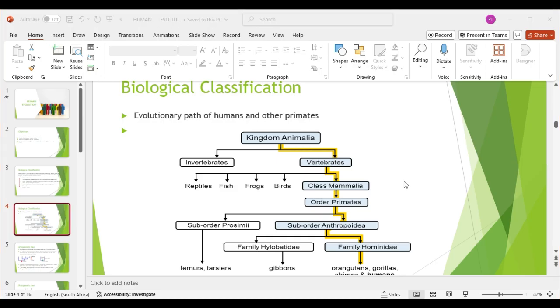So, this is the evolutionary path of humans and other primates. This is also a summary of what we read in the first slide. The kingdom Animalia, we are vertebrates, we are classified as Mammalia. We are in the order Primates, we are in the suborder Anthropoidea, we are in the family Hominidae. So this was just a summary of what we learned in the previous slide.